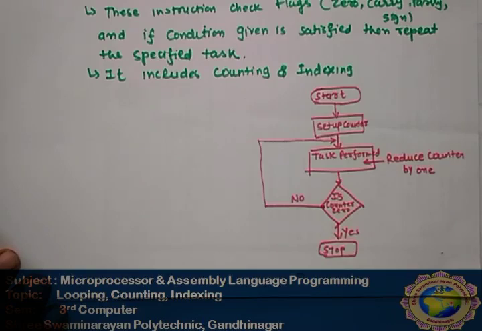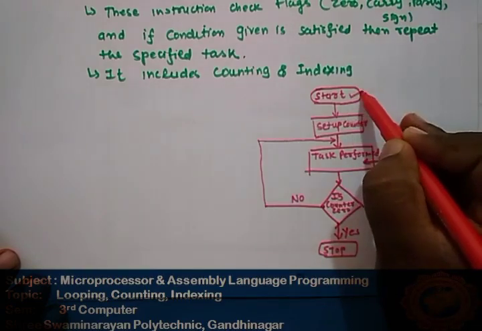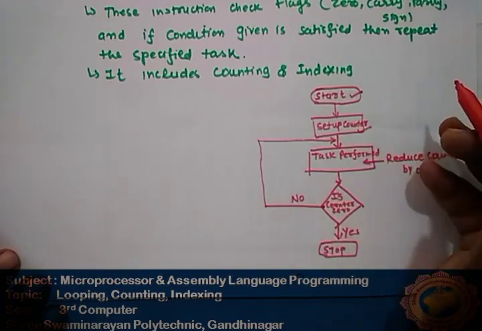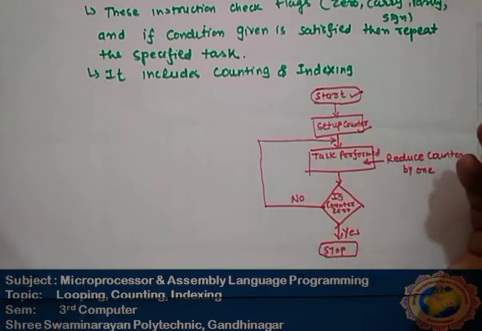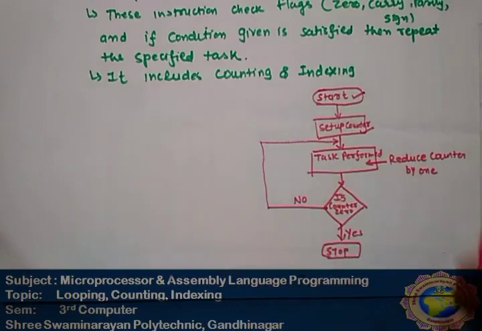First we have to start. Then you have to set up the counter, means how many times you want to repeat the task. Based on that, you have to initialize the counter.